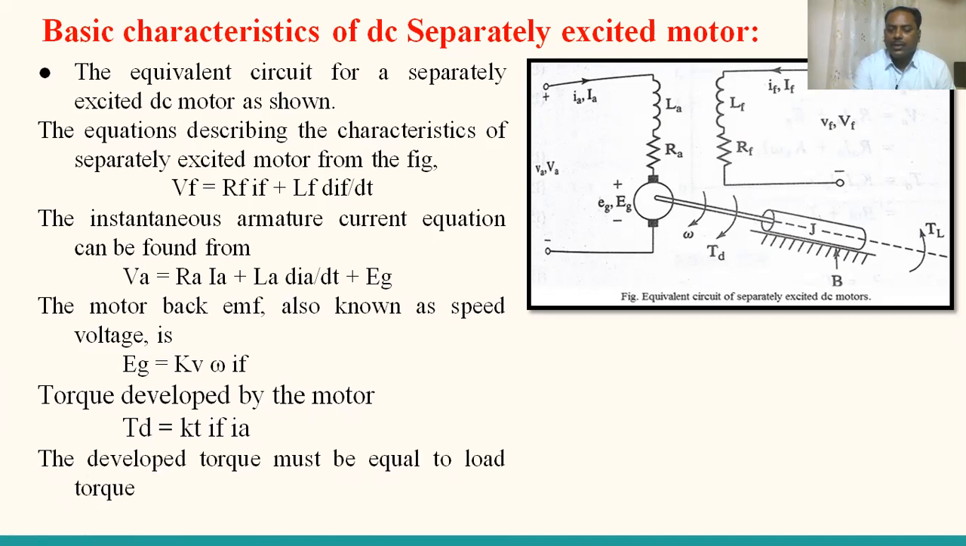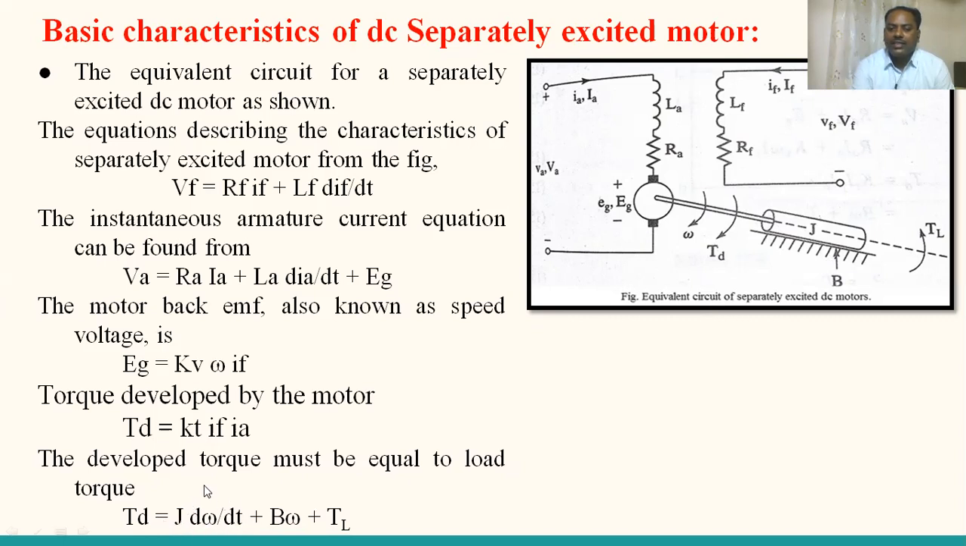And the developed torque must be equal to the load torque. Then only the load will be rotating along with the motor. So that can be expressed as TD is equal to J dω/dt plus B into ω plus TL. Where TD is the motor developed torque, which is equal to the J dω/dt.